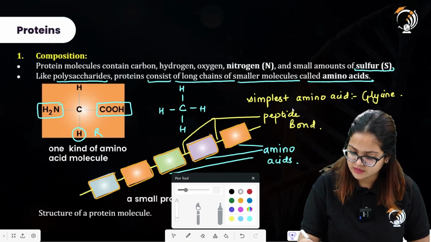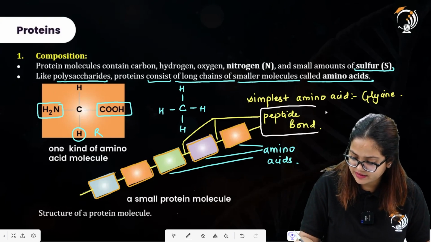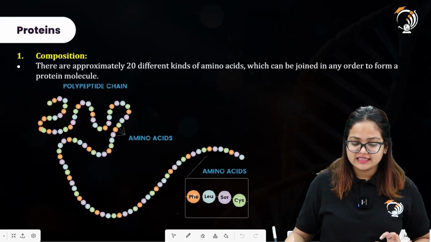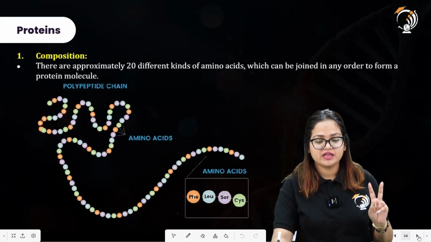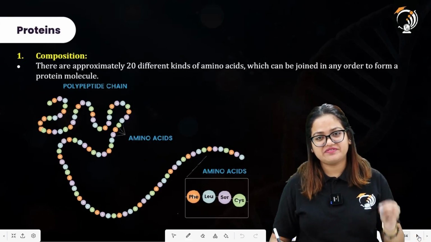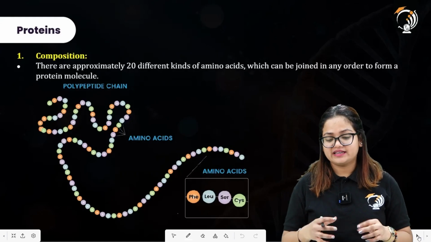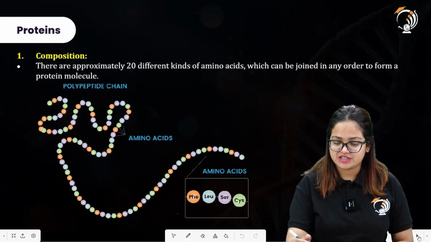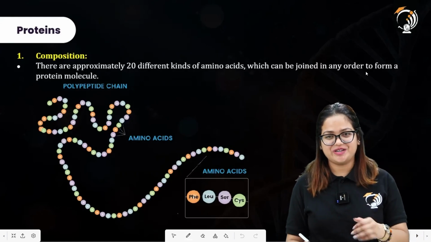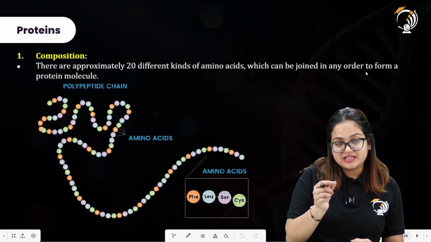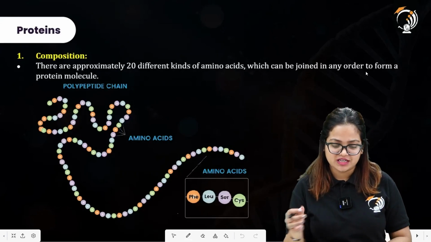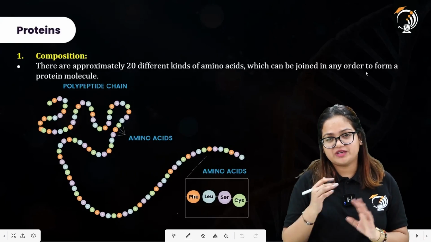All right. Moving further, next we have composition. These are approximately 20 different kinds of amino acids. So we have 20 different kinds of amino acids that link to form the proteins, which can be joined in any order to form a protein molecule. Here we have the representation in which these beads are representing amino acids. These amino acids are linked by peptide bonds. So that is forming a whole protein molecule.